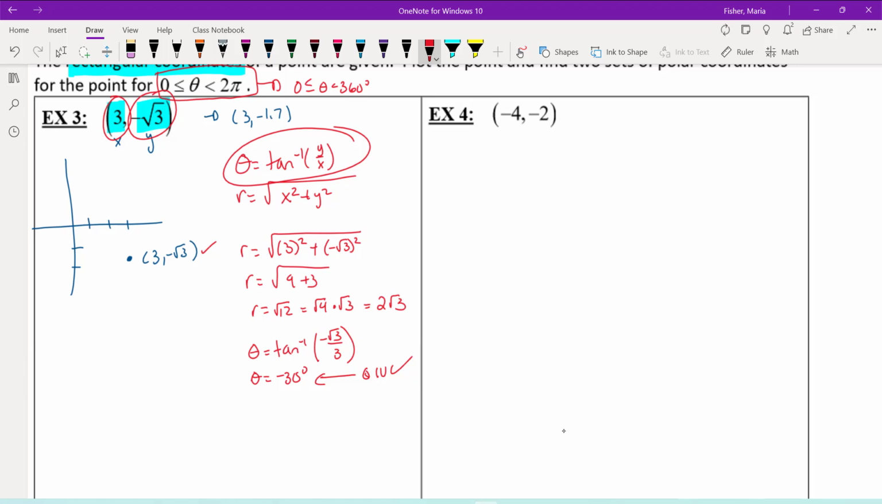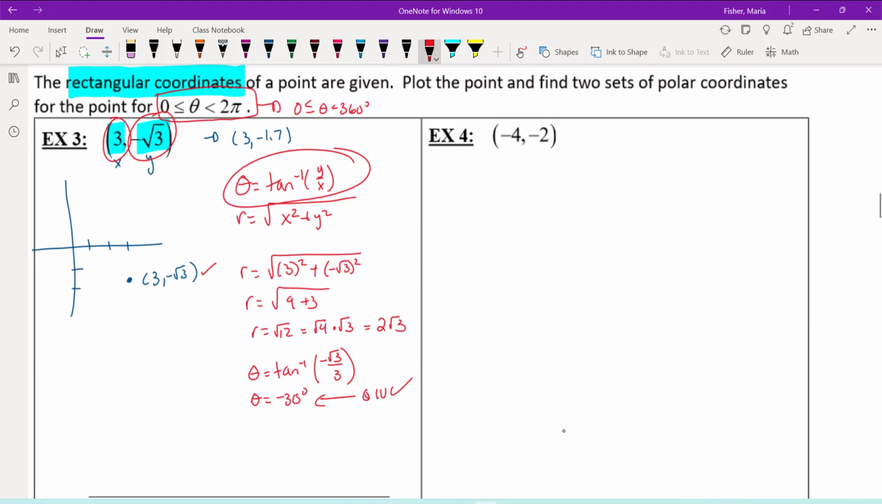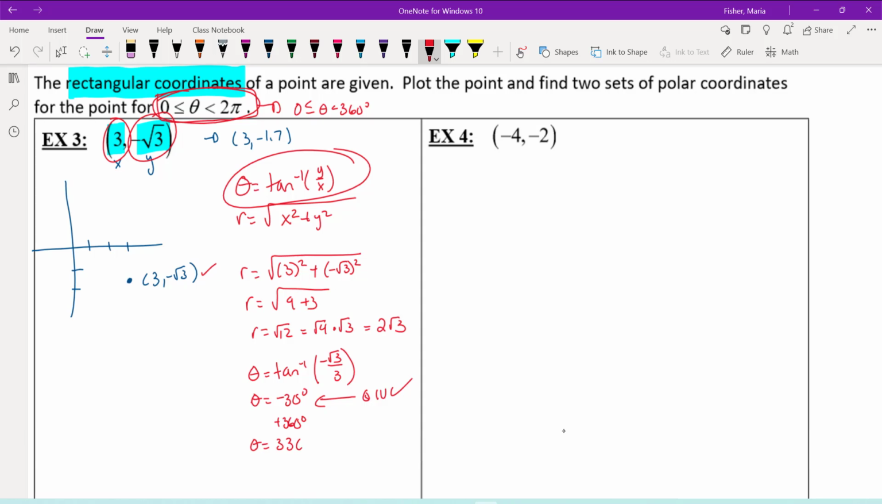Why does it have to be between 0 and 360 degrees? Because you are given this as your parameters for finding your points. So how do I get that to be between 0 and 360 degrees? I add 360 degrees to it. So if I add 360, my theta here would equal 330 degrees.